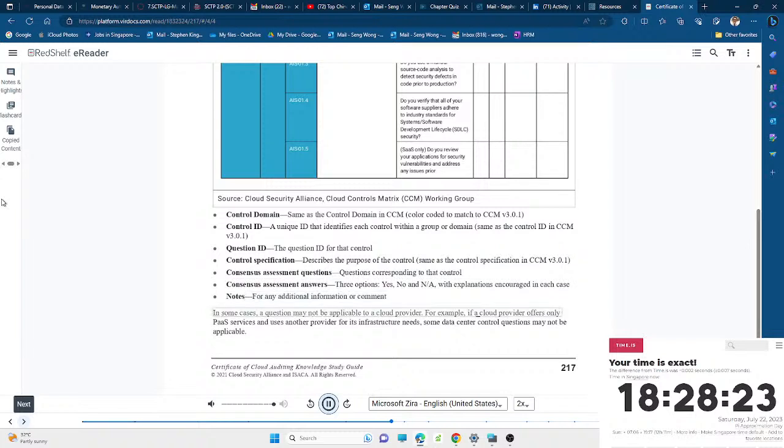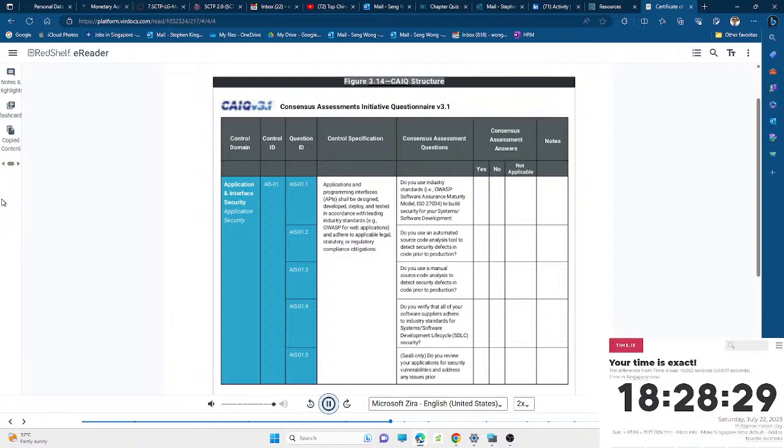For example, if a cloud provider offers only POS services and uses another provider for its infrastructure needs, some data center control questions may not be applicable. Figure 3.14 CAIQ Structure. Control Domain: Application and Interface Security, Application Security, ACE01, ACE01.1 through ACE01.5. Control Specification: Applications and Programming Interfaces, APIs, shall be designed, developed, deployed, and tested in accordance with leading industry standards, example OWASP for web applications, and adhere to applicable legal, statutory, or regulatory compliance obligations.